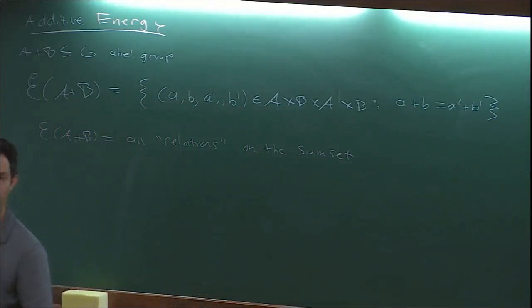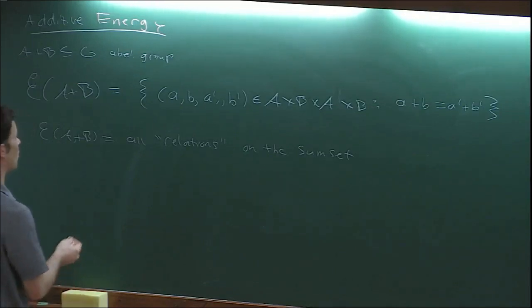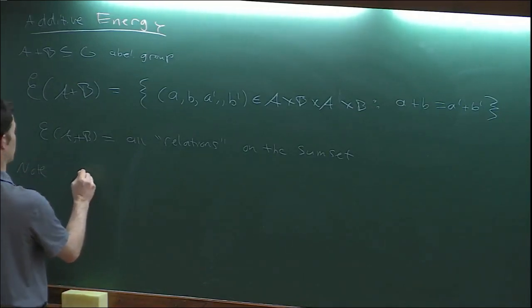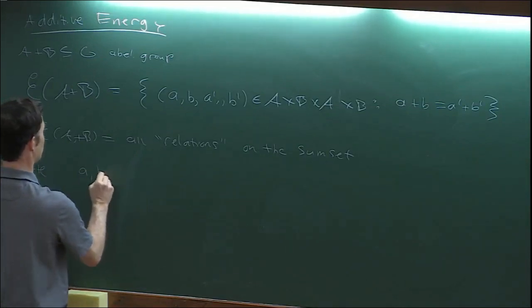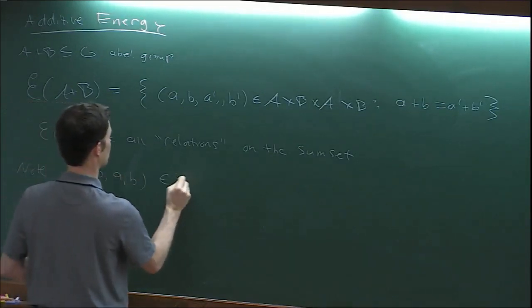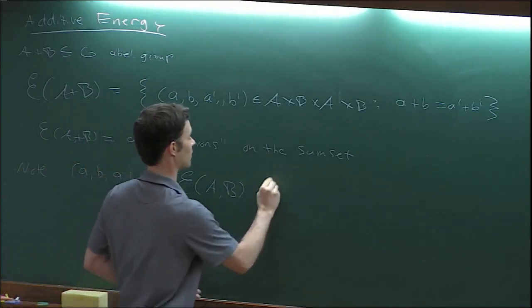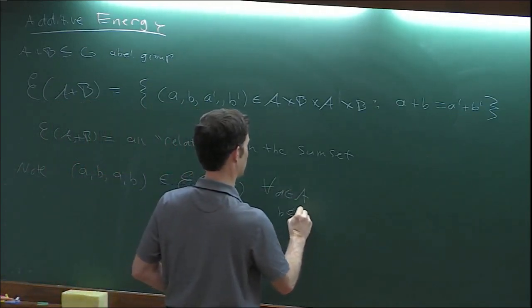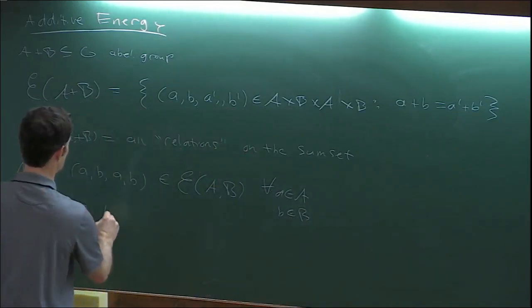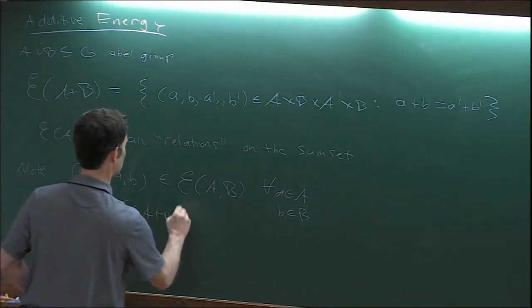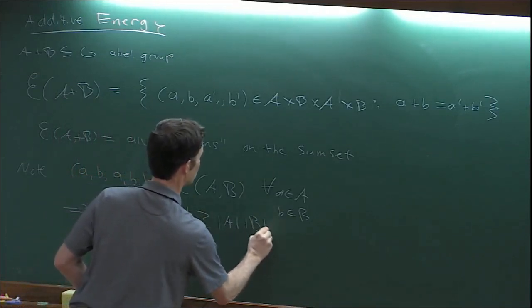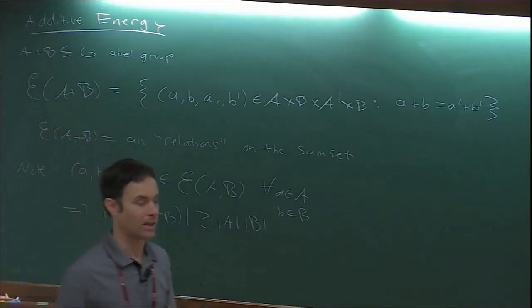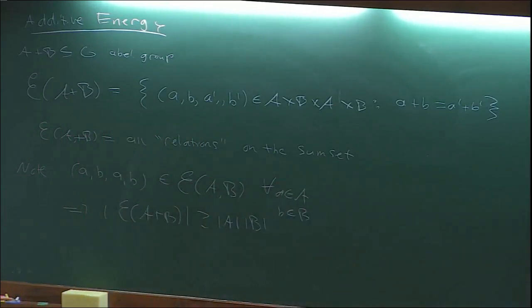So let's look into this a little more. Let's note that, just say (a, b, a, b) is an element of this additive energy, for every a inside A, b inside B, so that means this has size at least A times B. In fact, there are various ways to view this additive energy. Let's look at this one over here.